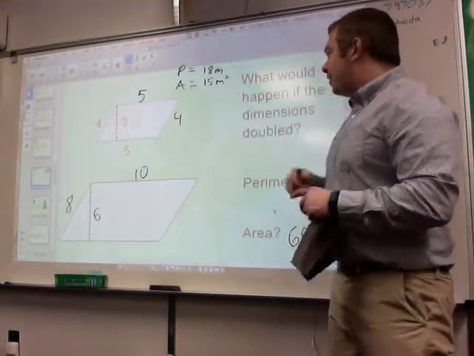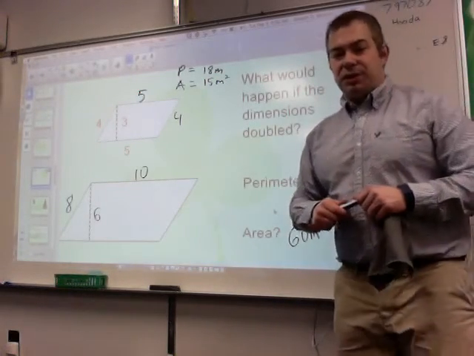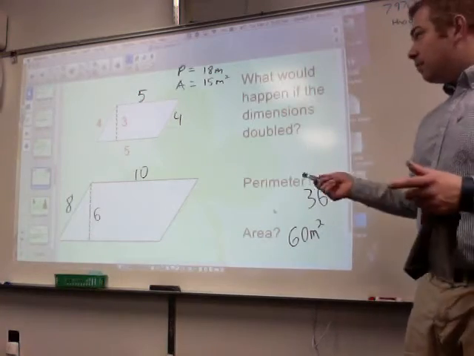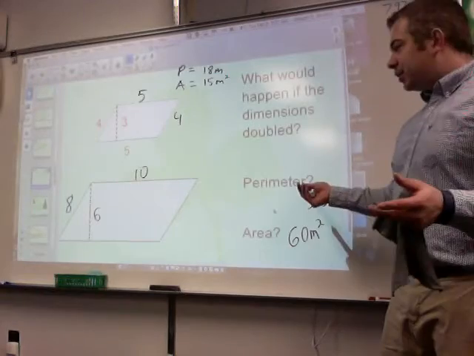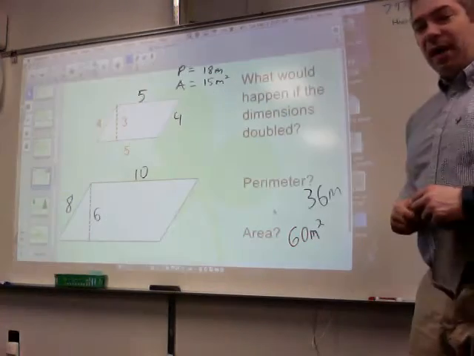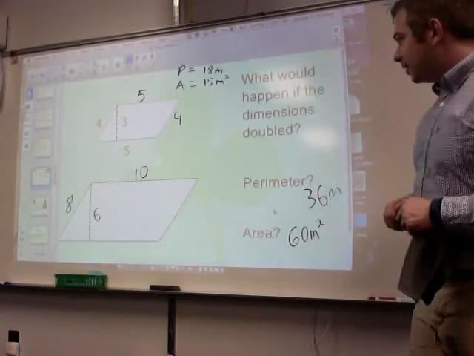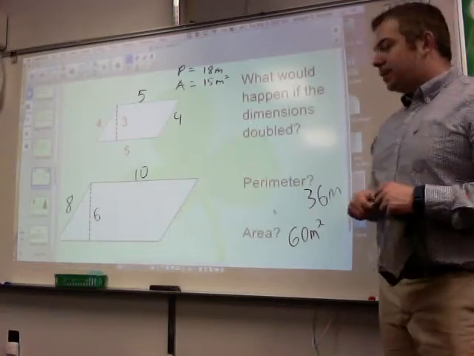But the area did not double. The area actually quadrupled when we doubled the dimensions. So that's kind of interesting. Maybe it has something to do with the squaring factor, or that it's a 2D shape and the perimeter is just one dimension. I don't know. Think about it. It went from 15 to 60. That's kind of interesting, and how the perimeter doubled when we actually doubled dimensions. Okay.